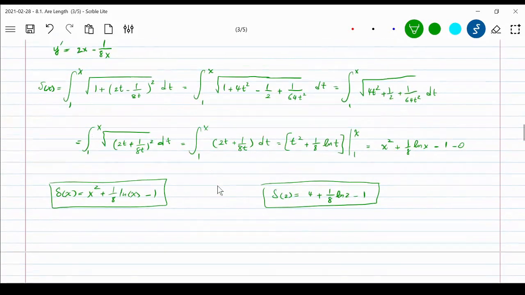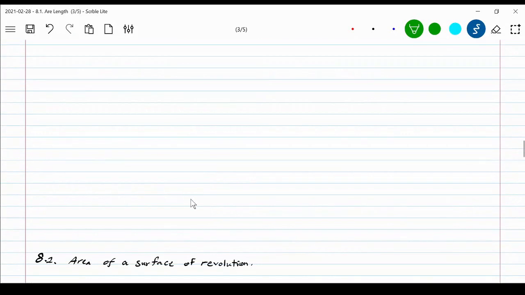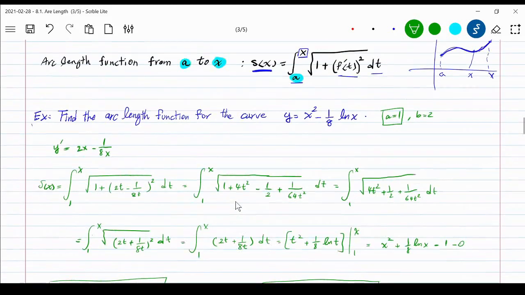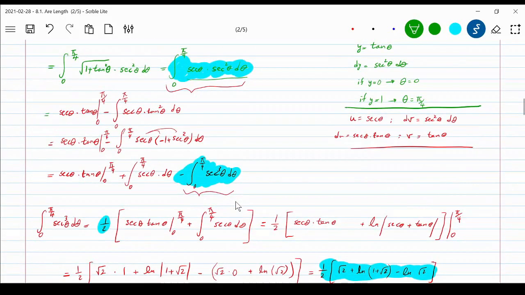Okay, so this is where I'm going to stop. Next time, hopefully we'll start talking about the area of a surface of revolution. But this is basically the arc length. Try a couple more examples. The examples are very similar, and it's quite easy. Actually, the only issue is to calculate the integral properly.